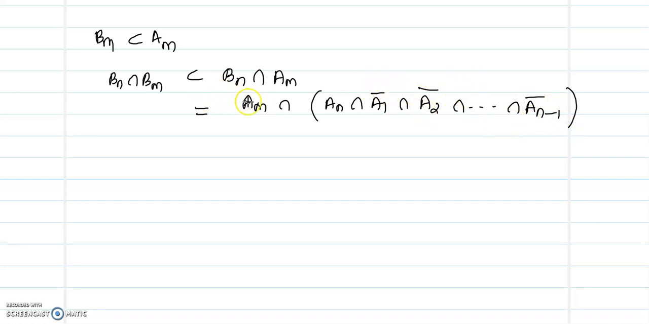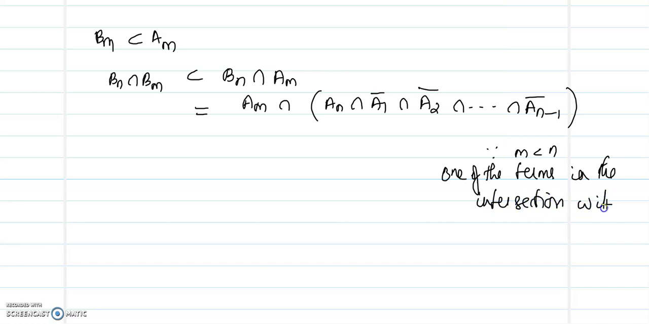Now we know that since m is less than n, one of the terms in the intersection will be, so you will have am complement in this intersection. Since m is less than n, everything up to n comes in here. So there will be am complement in this. So this can be written as am intersection am complement intersection the remaining.